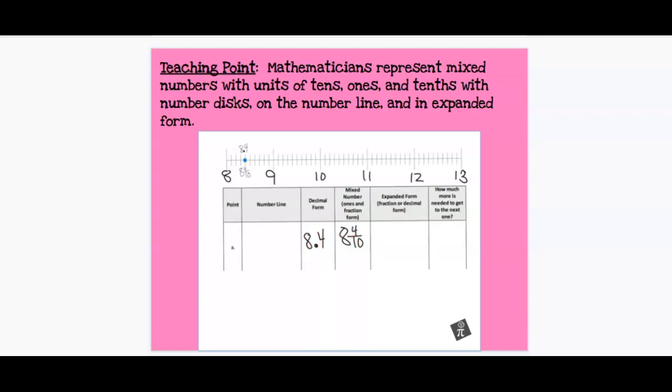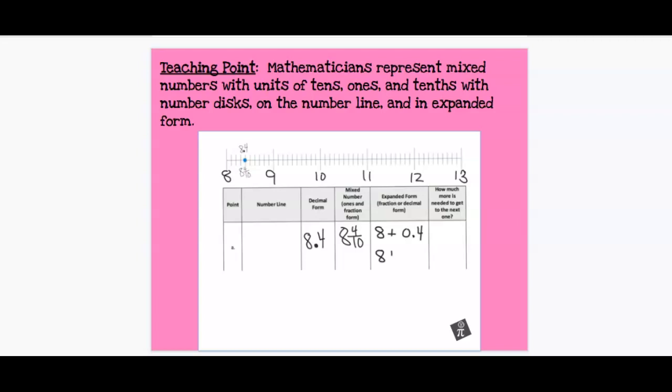A lot of students disagree with me, but that's why I start with a fraction. So what does that look like? And we have a choice. We can do expanded form with fractions or with decimals. I'm going to do them both real quick. So as a decimal, 8.4 is 8 plus 0.4. There's our expanded notation as a decimal.